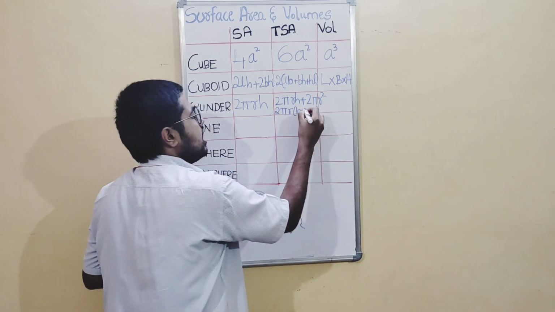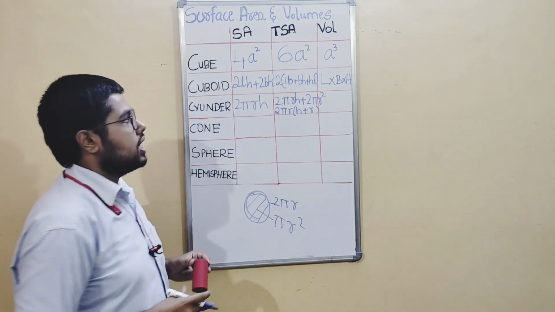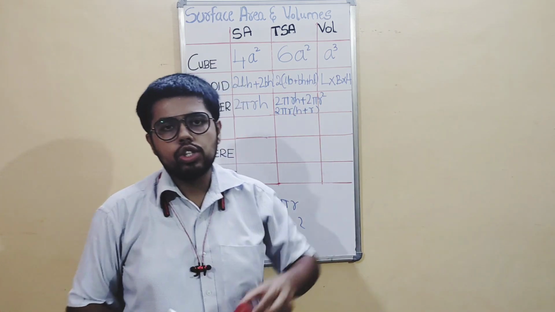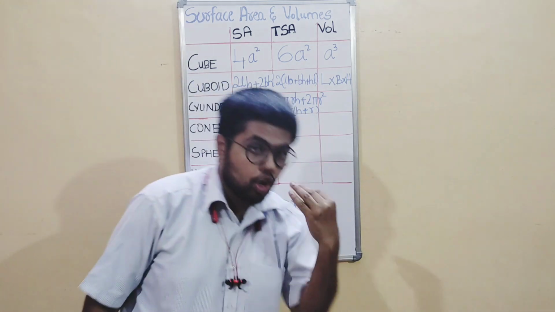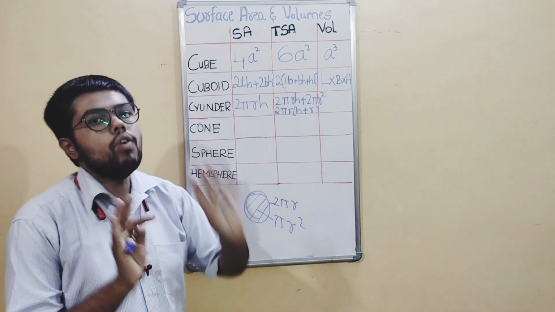So this is the final formula of cylinder, the total surface area of cylinder. I hope you understood. The curved surface area plus 2 circles. You add 2 circles, then take out the common. This is the final answer. This is how you can remember.